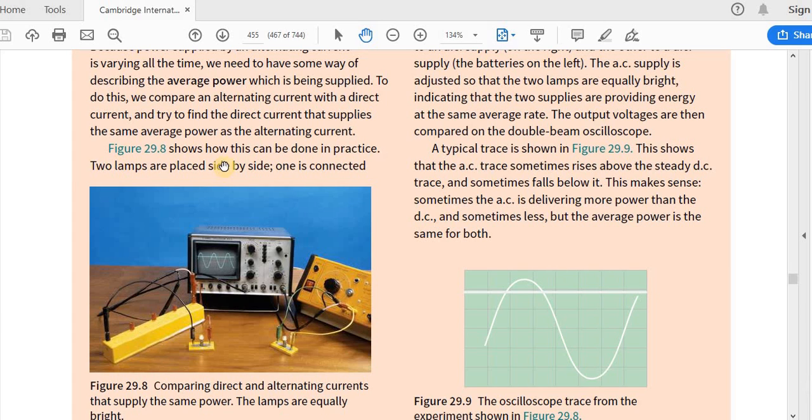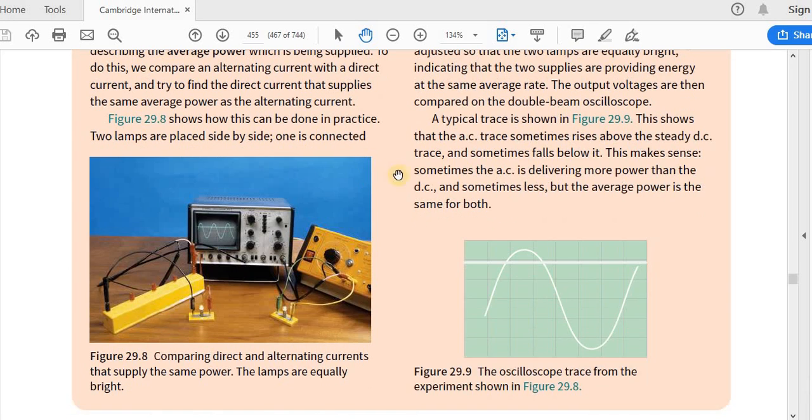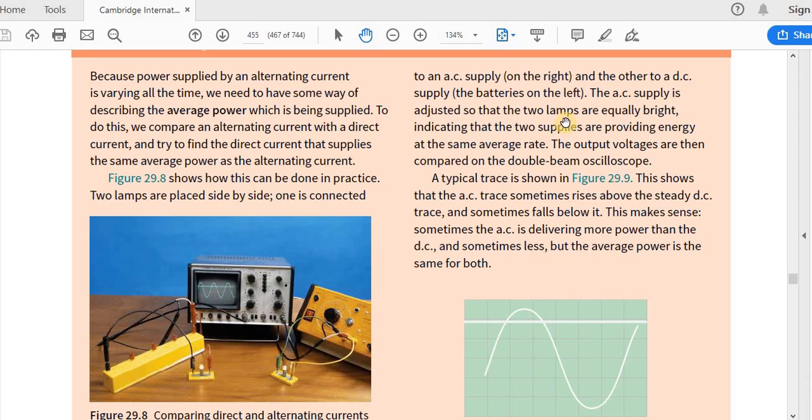Figure 29.8 shows how this can be done in practice. Two lamps are placed side by side. One is connected to an AC supply on the right. Okay, so here we have the AC supply. You have seen this when you did the paper 3 practicals also. We used this kind of power supply, so we can adjust it to have AC or DC. Here we have it set to AC. The other is connected to a DC supply, the batteries on the left. You know, batteries give out direct current.